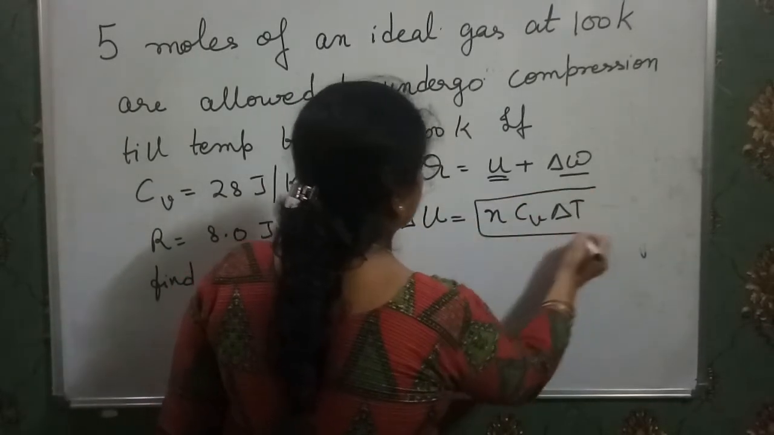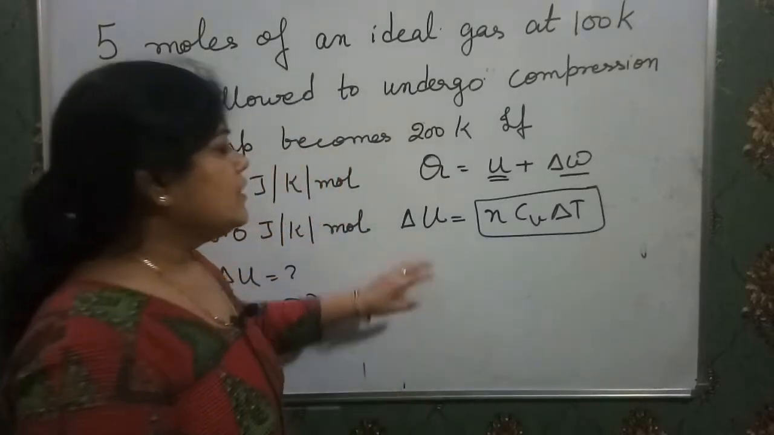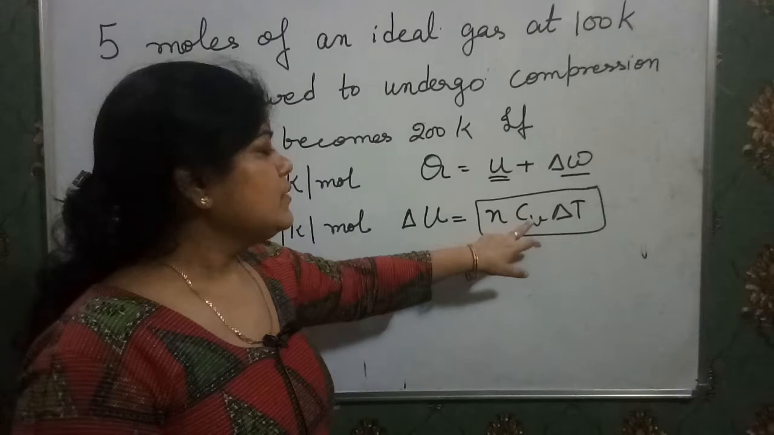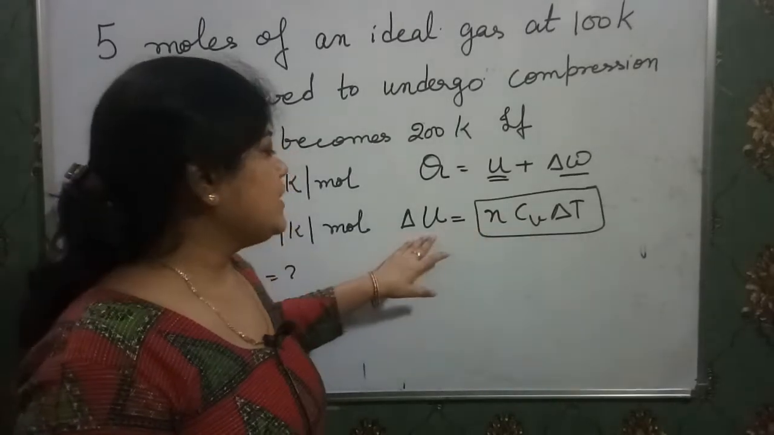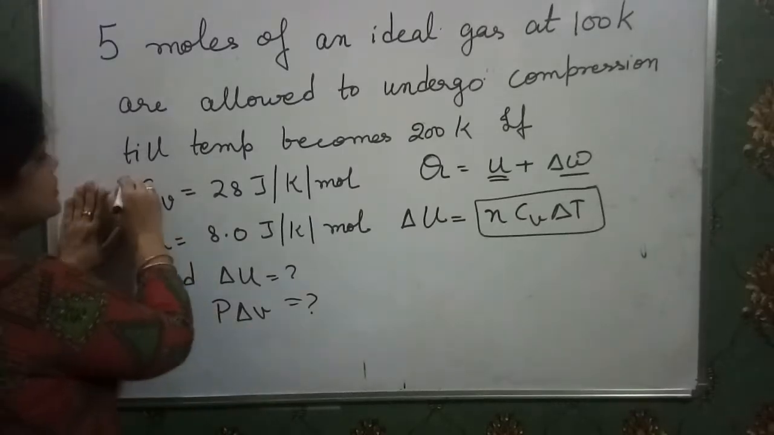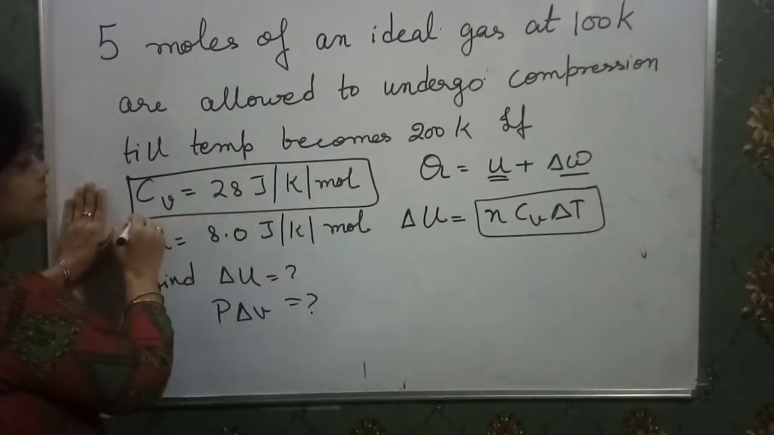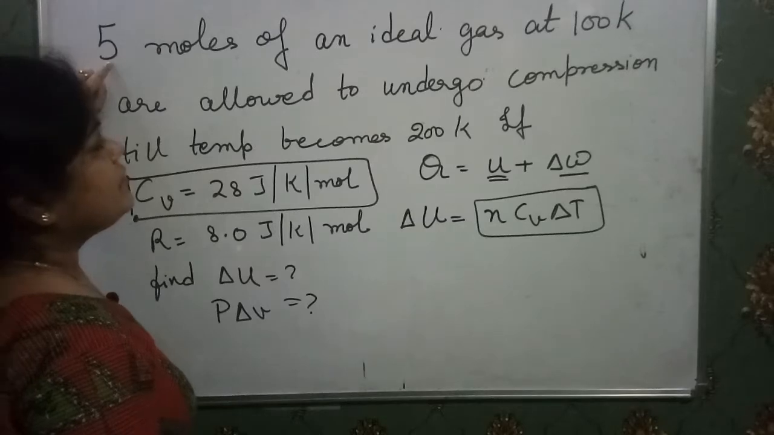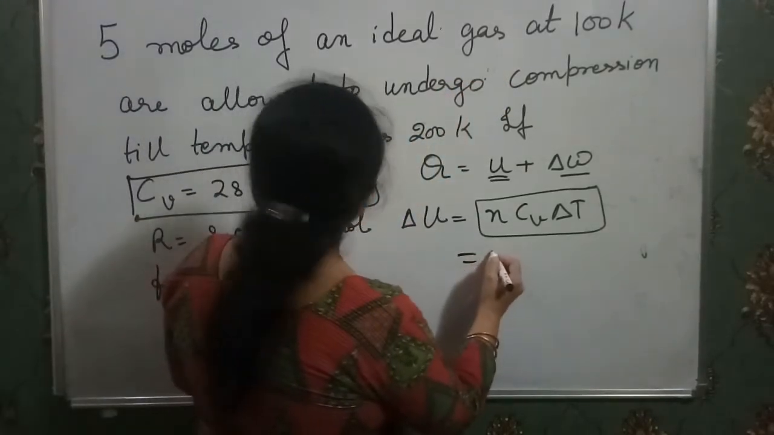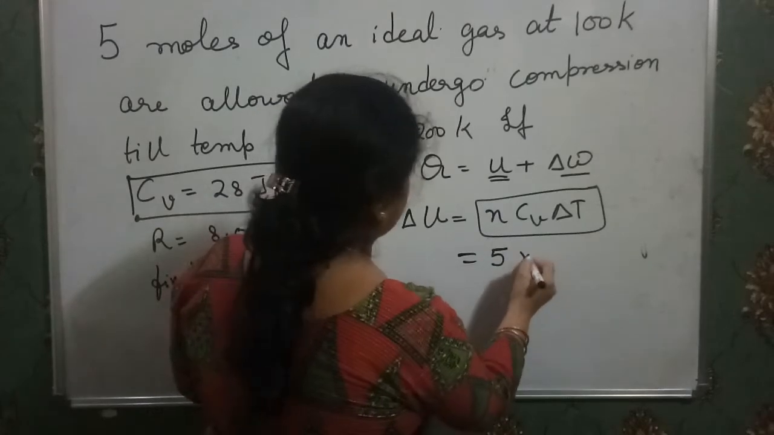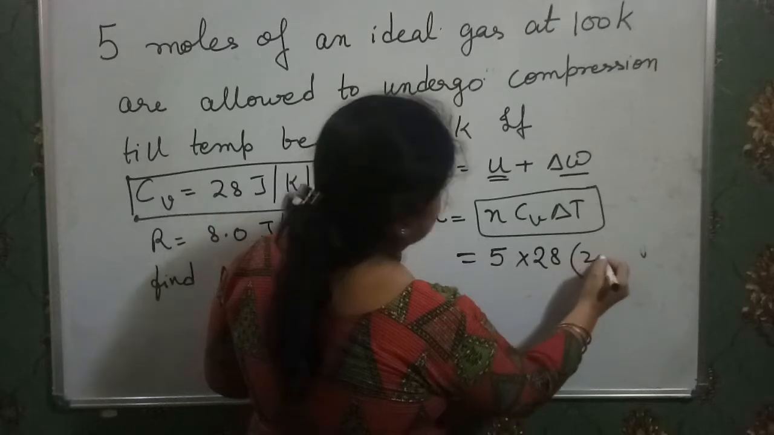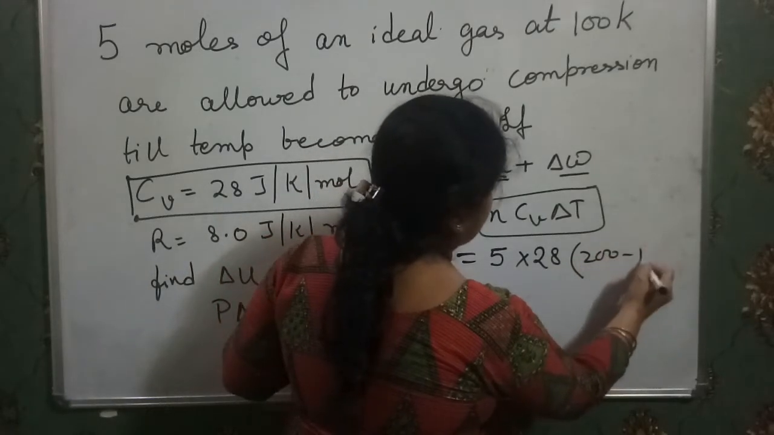Now, the change in internal energy is equal to n Cv delta T. We take this formula because whenever there is a change in temperature at constant volume, we find the internal energy this way. Cv is given here, the number of moles is 5, and the change in temperature we can easily find. So just put in all the values: 5, the value of Cv is 28, and the change in temperature is 200 minus 100.